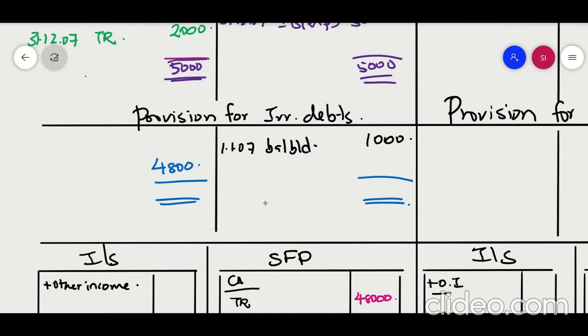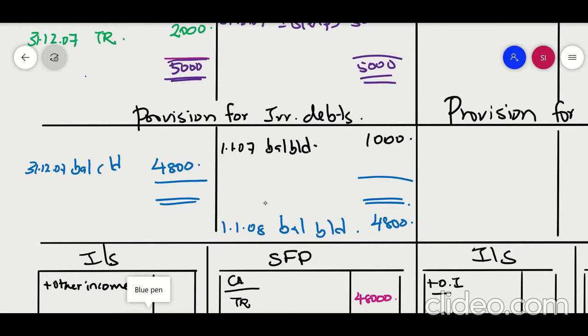4,800 on the debit side, 4,800 on the credit side, 31st 12/07 as balance carried down, and then 11/08 as balance brought down. Now we are going to balance the ledger. We can see that the debit side is greater, 4,800. Take away 1,000 gives us 3,800. So here there is an increase in provision for irrecoverable debts. Therefore, it should go under income statement expenses.